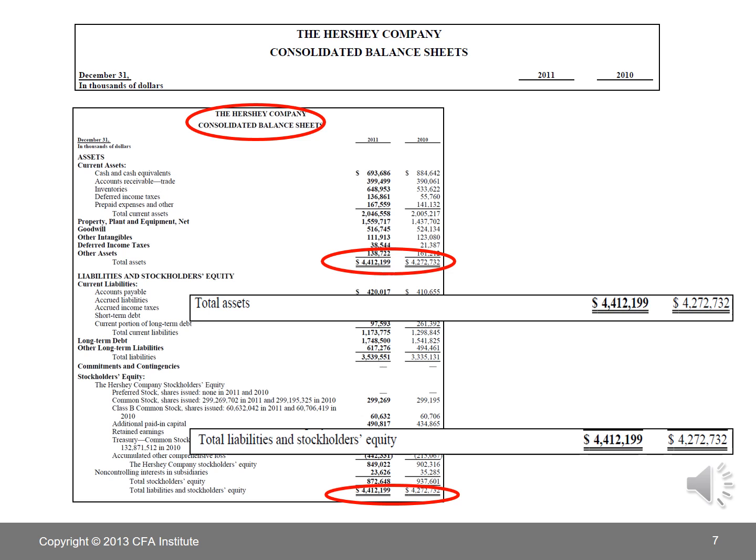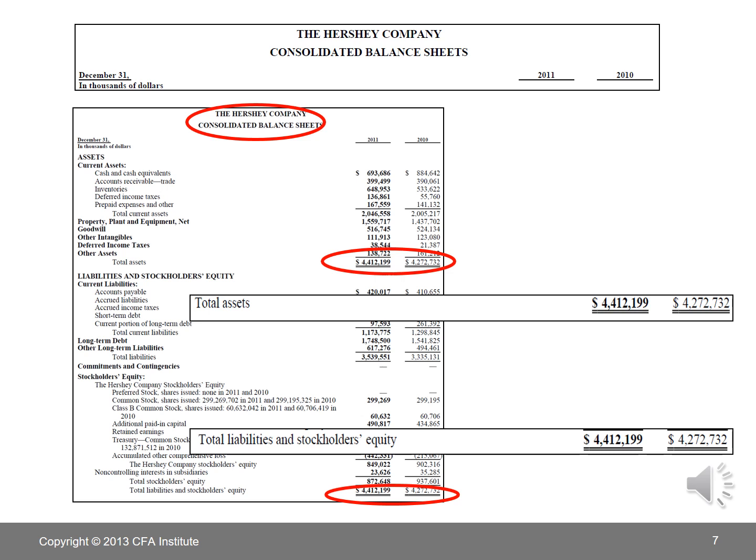You also need to pay attention to the heading. When you're creating a balance sheet statement, you need to make sure that your heading includes three pieces of information: the name of the company, the name of the financial statement, and of course the time period that the financial statement covers.